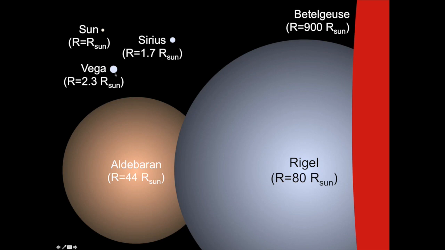Vega, the brightest star in the summer sky as seen from the north, is about 2 times the radius of the Sun and also has a temperature of about 10,000 degrees Kelvin. Aldebaran, the bright red star in the constellation of Taurus the Bull, is a red giant. It is 44 times the radius of the Sun, but it's cooler and appears red. Rigel, the blue supergiant star in the constellation of Orion, is a hot blue star with a radius of 80 times the radius of the Sun, and we can see here it is in fact a circle drawn 80 times bigger than this little circle here.